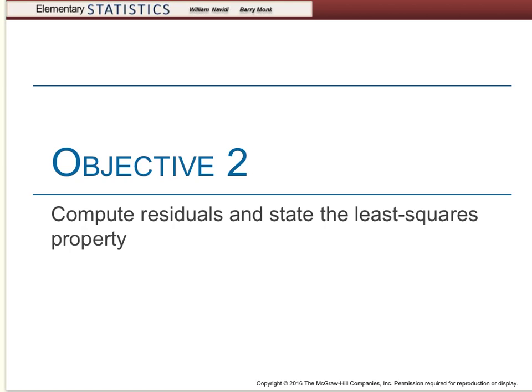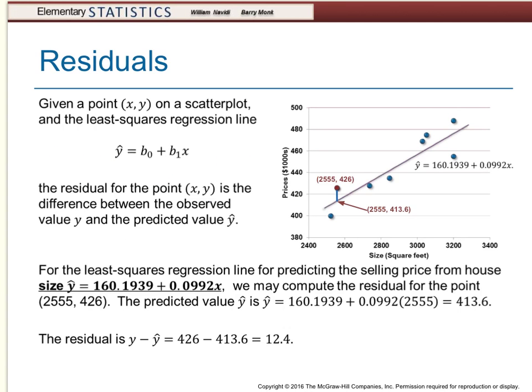So we're going to compute the residuals and state the least squares property. Given a point (x, y) on a scatter plot and the least squares regression line y hat equals b0 plus b1 times x, the residual for the point (x, y) is the difference between the observed value y and the predicted or expected value y hat. So it is this distance here which is considered our residual.